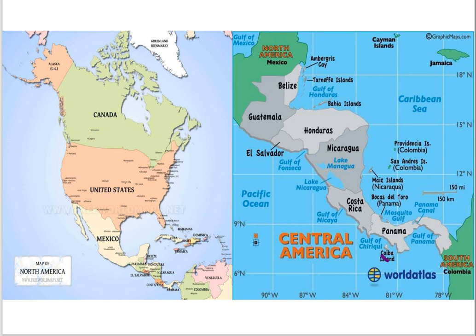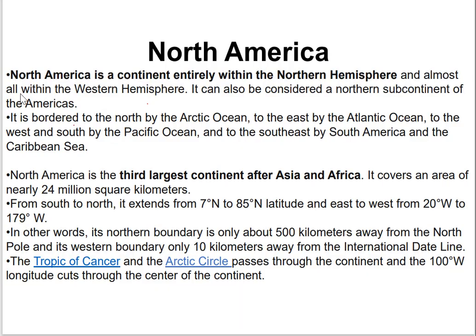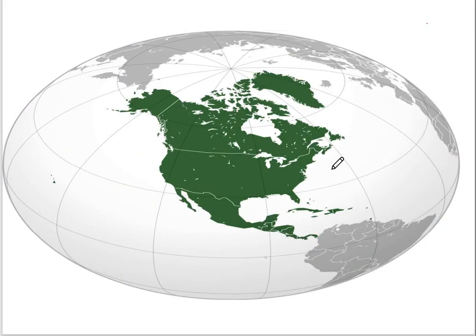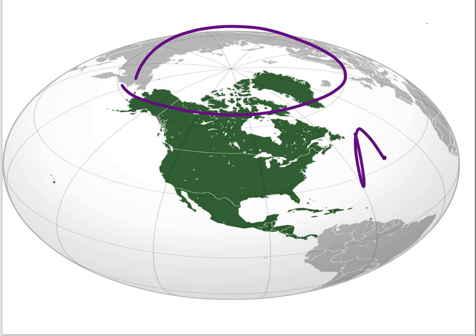Next, we had already discussed the countries. It can also be considered the northern subcontinent of the Americas, and it is bordered to the north by the Arctic Ocean, to the east by the Atlantic Ocean, to the west and south by the Pacific Ocean, and to the southeast by South America and the Caribbean Sea. Let's see what it is saying. Here it is the Arctic Circle, and this is the Arctic Ocean. Here is the Atlantic Ocean, here is the Pacific Ocean, and here is the Caribbean Sea.